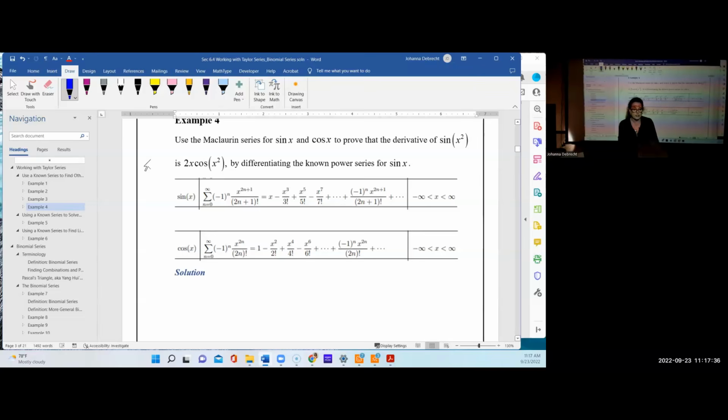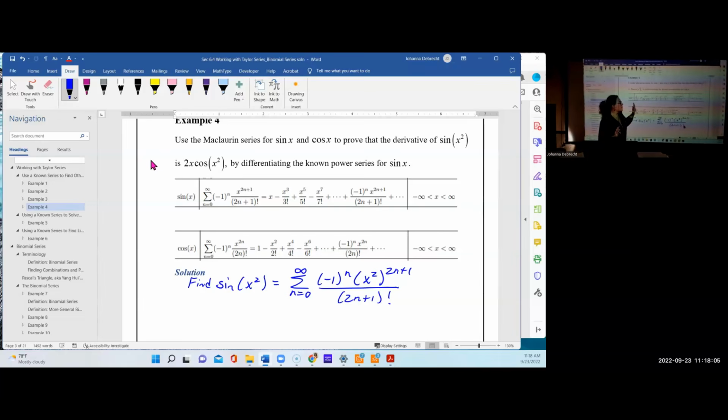So the first thing that we're going to do is replace the x with x squared. So we're going to find the sine of x squared by using the known power series. So the series from 0 to infinity, -1 to the n, replace x with x squared to the 2n plus 1, all divided by 2n plus 1 factorial. Okay, so far so good. Now I want to prove that the derivative is this in power series form. So I'm going to have to take the derivative of this, and it would be helpful to go ahead and have these multiplied out so I can use the power rule.